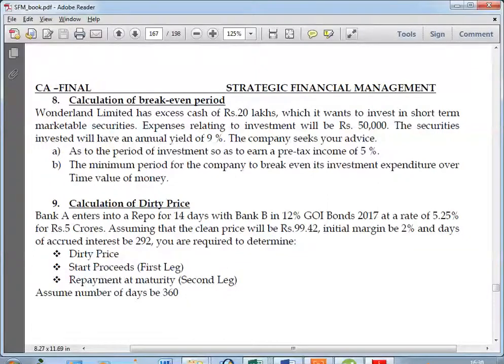There is somewhere some mention of clean price in the question, and there is a dirty price. Dirty price is nothing but clean price plus accrued interest. Okay, now first let me explain what a repo does.